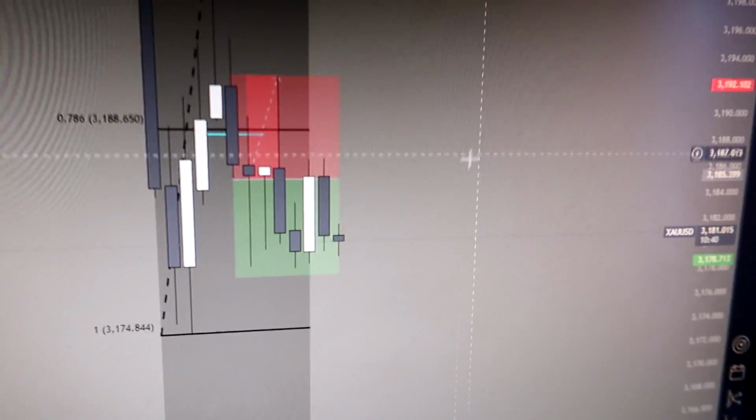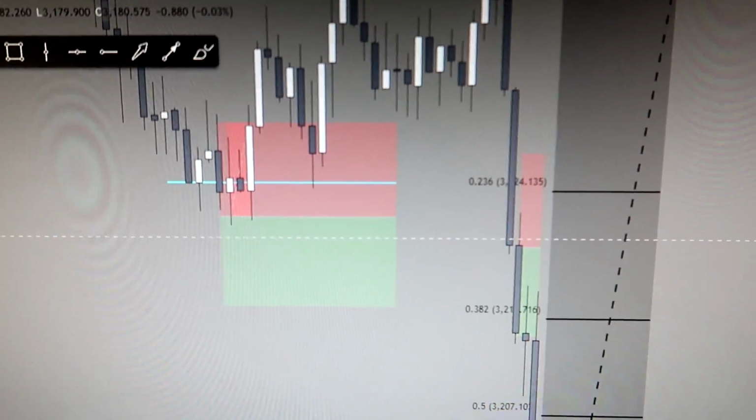All right, so I didn't take this one. This trade I did not take. This wasn't my $500 trade. Let me zoom up for y'all. We're on a 15-minute. So this was a trade I took last night. I ended up losing, like I told y'all.